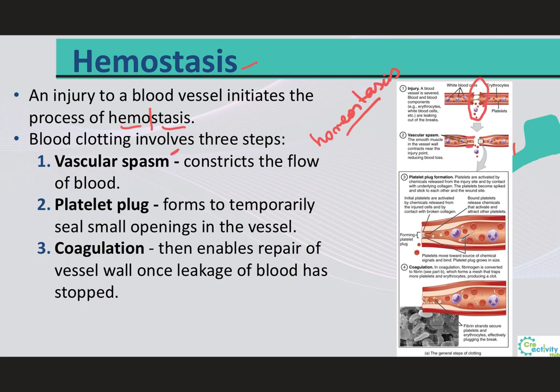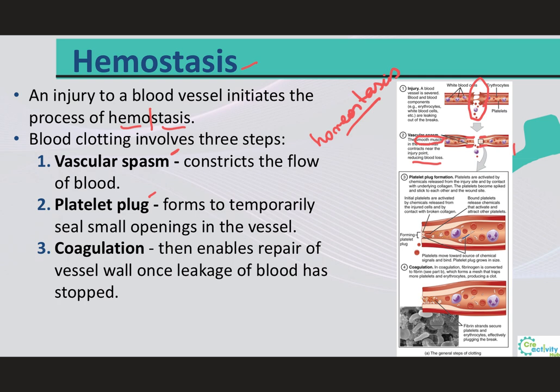And how will it do this? Well, the smooth muscle present in the blood vessel wall will contract near the injury site, and this will reduce the blood loss. Next, there is the formation of what we call the platelet plug. This means that platelets are activated to move towards the injury site. They are recruited both by chemicals coming from the injury site and by being in contact with the underlying collagen.